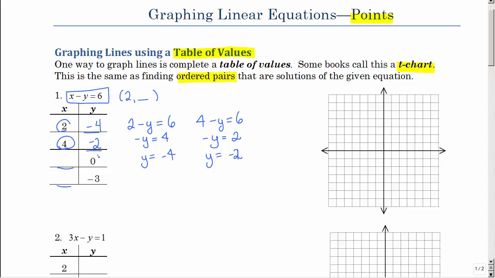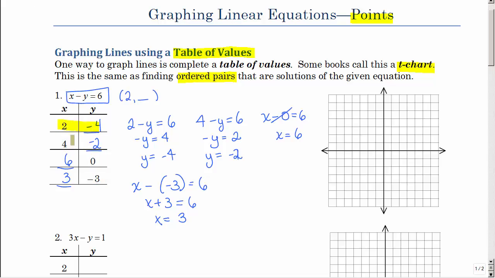Now we're going to let y equal to 0. So I have x minus 0 equals to 6. So that just means x is 6. Now I'm going to let y equal to -3. Now we need to be careful here because we have a minus in the equation and y is also negative. So those two negatives are going to be positive. Then I subtract 3 from both sides and I get x is equal to 3.